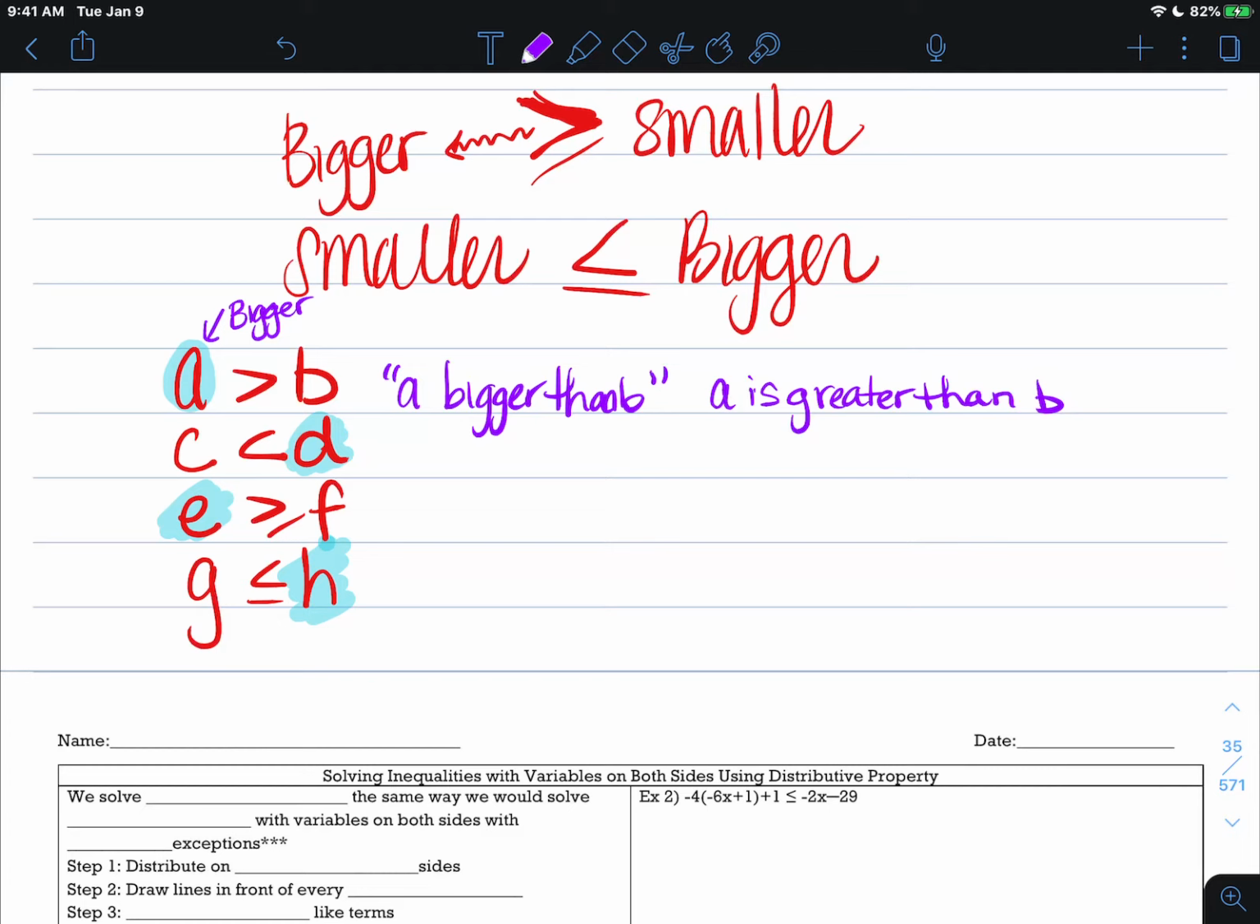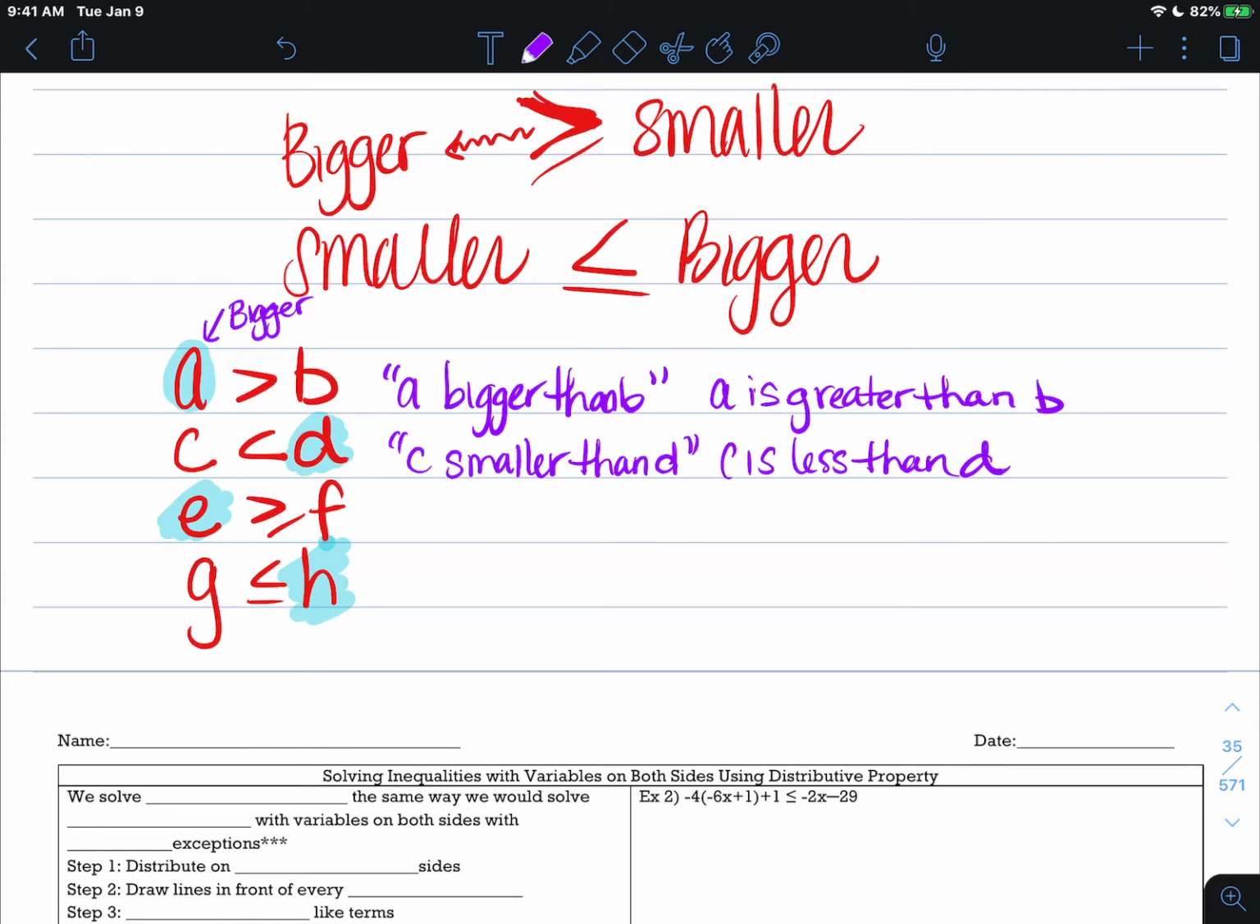So next one. C is smaller than D. Now, you might ask, well, why didn't I say D is larger than C? Well, they wrote C first, and we always read from left to right. So I'm going to go ahead and read from left to right. So C is smaller than D. I would also say C is less than D. That'd be my appropriate way to say it.